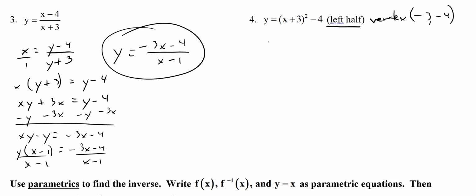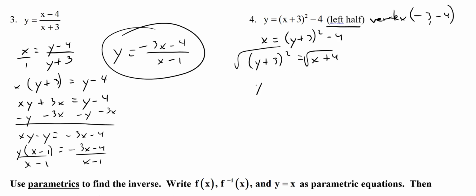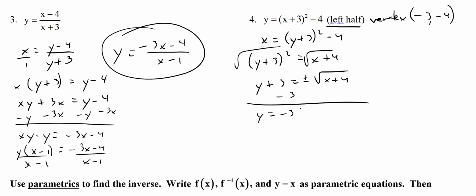Okay, sweet. So x equals y plus 3 squared minus 4. So I'm going to subtract 4, so I get y plus 3 squared equals x plus 4. Take the square root of both sides, so y plus 3 equals plus or minus the square root of x plus 4. So subtract 3, we get y is equal to negative 3 plus or minus the square root of x plus 4.